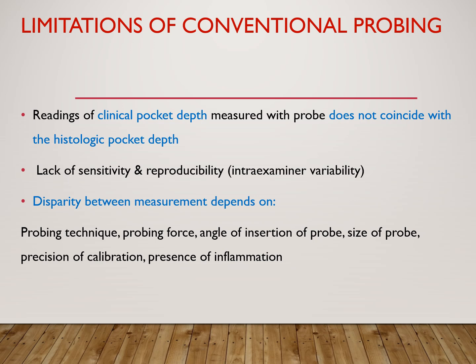But these conventional probing techniques have certain limitations. The recording of the clinical probing depth does not coincide with the histological pocket depth because the probe measures the coronal level of the junctional epithelium, and it does not measure till the apical level of the junctional epithelium. And also, if the tissue is inflamed, this will give less resistance to the periodontal probe, and there can be overestimation of the periodontal pocket measurement.